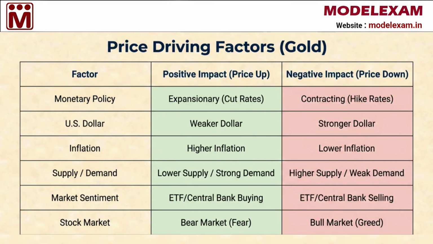So, what drives the price of gold up or down? Positive impacts that push prices up include an expansionary monetary policy where rates are cut, a weaker US dollar, and higher inflation. Strong demand and buying by central banks or ETFs also boost prices. Fear in the stock market, known as a bear market, also drives people to gold.